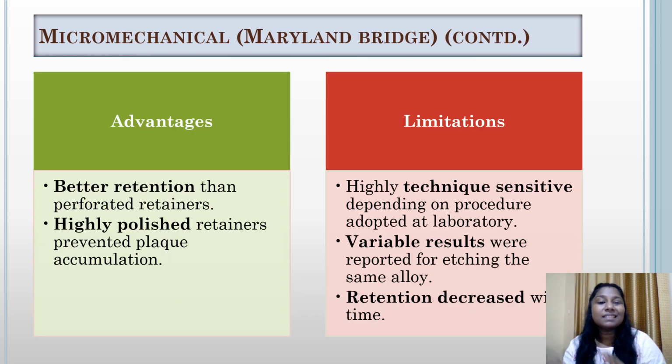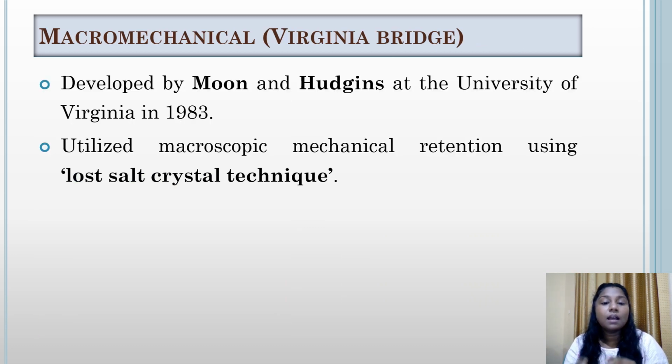The advantages and disadvantages of the Maryland bridge are as follows. It has better retention than the perforated retainers. It has highly polished retainers, but it's a very technique sensitive type of resin bonded bridge, and the retention is sometimes decreased. Coming to the third type, that is the macromechanical type, also called the Virginia bridge.